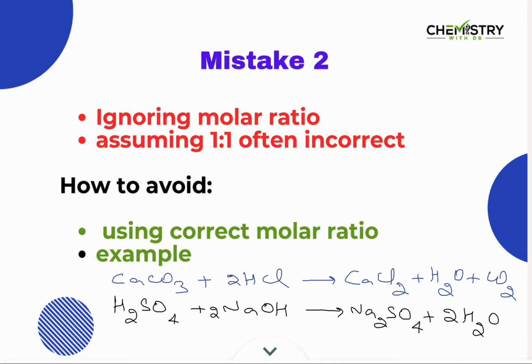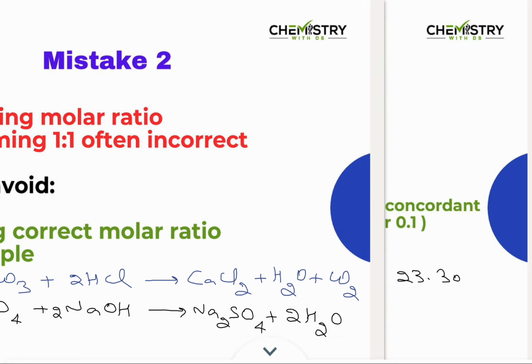The second mistake that most students make is that they assume it's a 1-to-1 molar ratio, whereas the correct molar ratio can be arrived at when you write a balanced equation. For example, in the case of calcium carbonate and hydrochloric acid, it's a 1-to-2 ratio. For sulfuric acid and sodium hydroxide, it's a 1-to-2 ratio: sodium hydroxide 2 moles and sulfuric acid 1 mole. So that molar ratio is very, very important to get the question right.